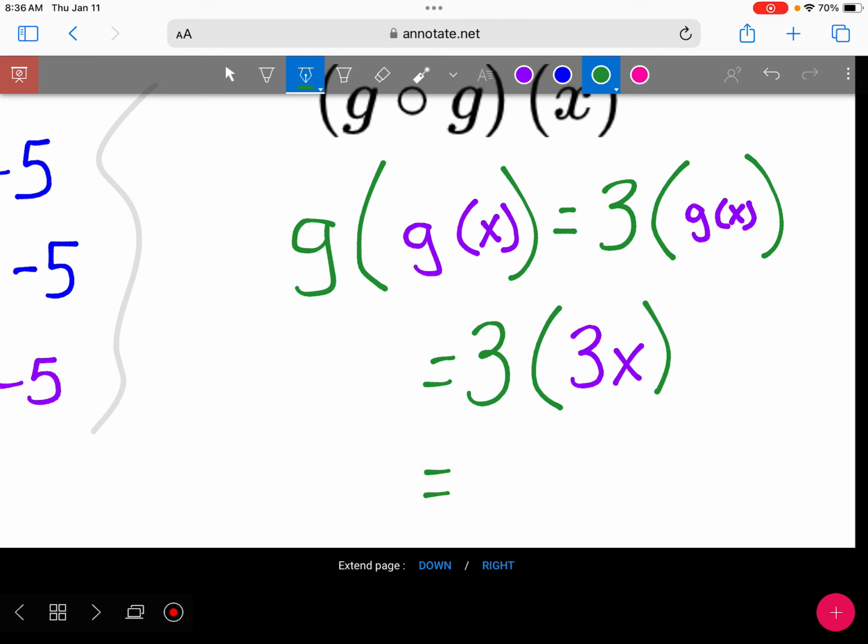So g of x is just 9x. The most common mistake I'll see on this is that somebody puts 9x squared, because it's taking the things we did yesterday and turning this into a multiplication instead of a composition. So we're not just trying to make them multiply. One's got to eat the other one. Nom nom.